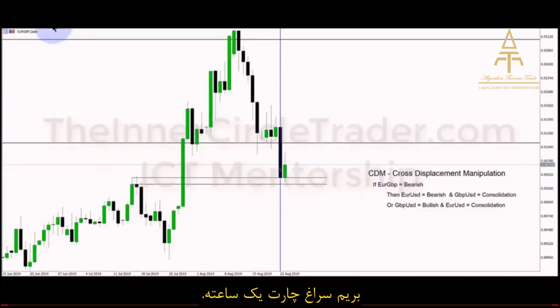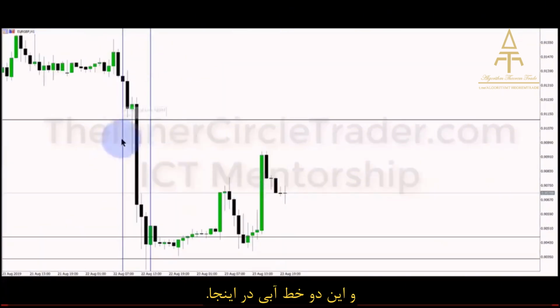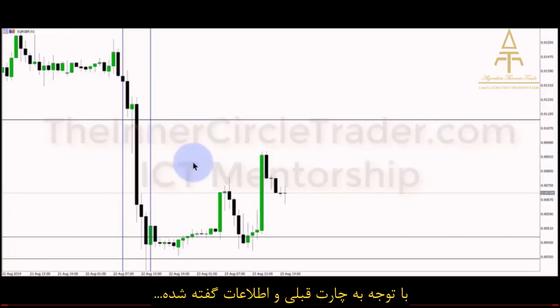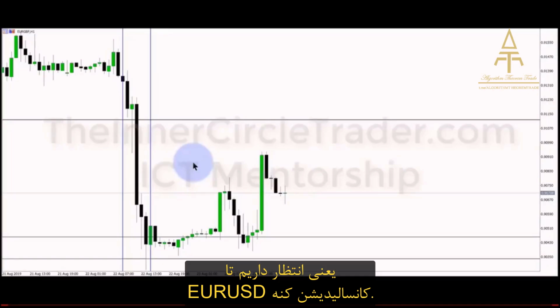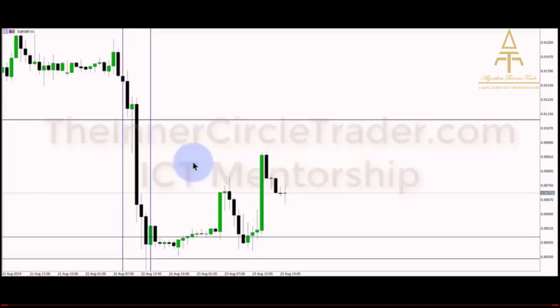I want to drop down into an hourly chart, and these two blue lines here, relative to the previous chart and the information I was providing you, if we're looking for euro pound to drop, that means we're going to be expecting euro dollar to be in consolidation and cable to rally, or euro dollar to drop and pound versus the dollar to be held in consolidation.